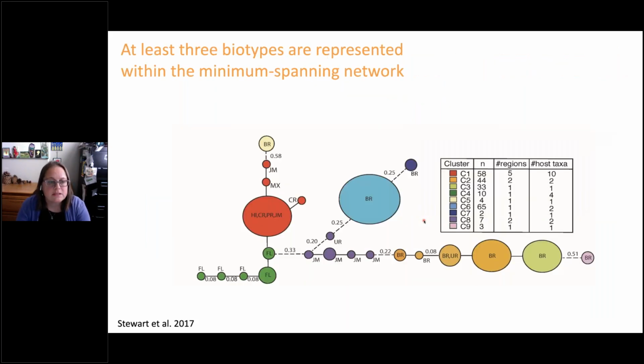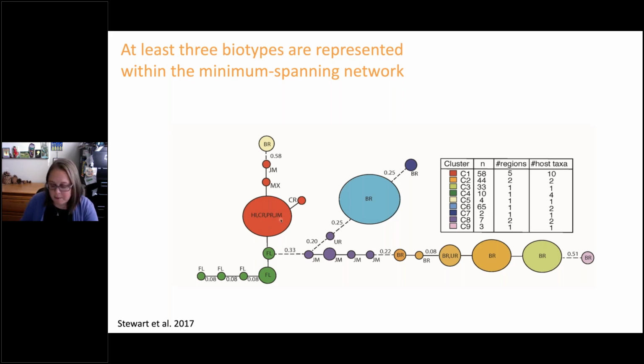So then we also wanted to assess how these genotypes were basically connected to each other. And so we produced a minimum spanning network. And again, each of these is a genotype. And what we then did was overlay genetic cluster onto this. So if we look at this one area here, this red circle, this was one genotype that was represented by 55 different individuals from Hawaii, Costa Rica, Puerto Rico, and Jamaica.